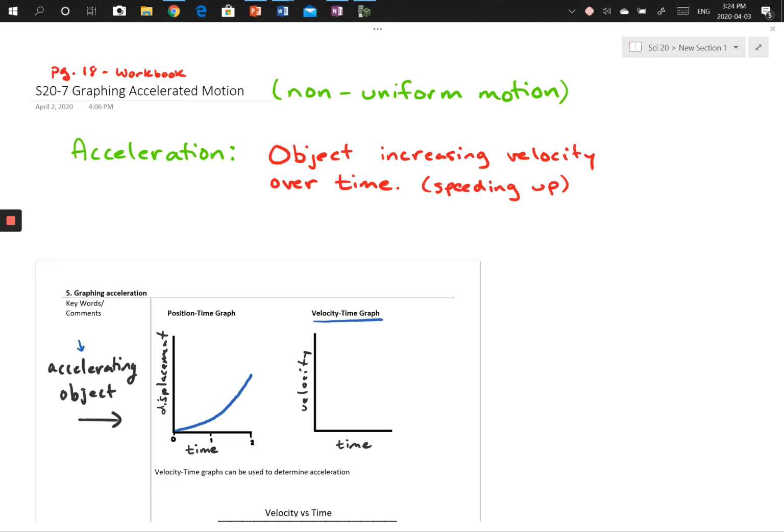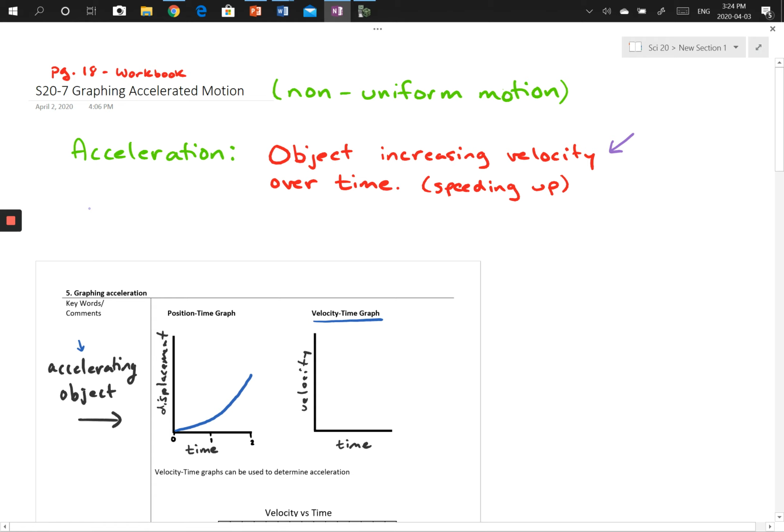This time we are on page 18 of your workbook, and we're going to look at some non-uniform motion, otherwise known as accelerated motion. We learned a little bit about acceleration already. It is when we have an object that is increasing in velocity over time. You could also have a negative acceleration, and that would be an object that's decreasing velocity over time, or slowing down.